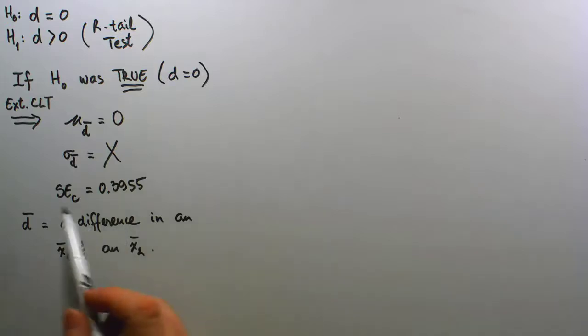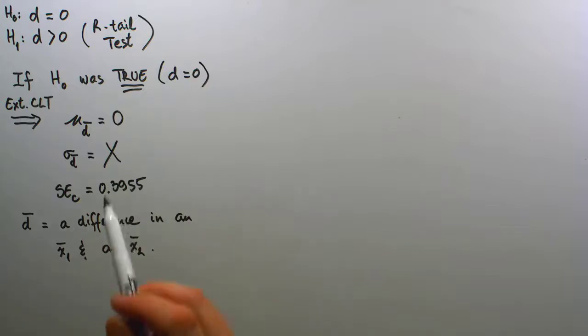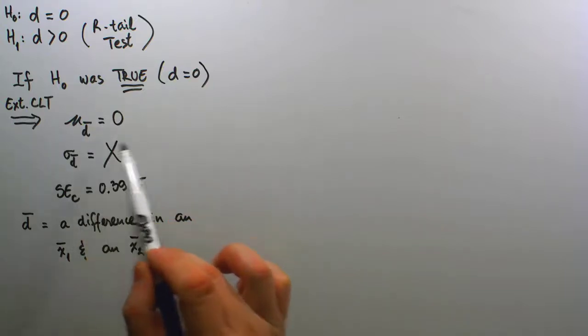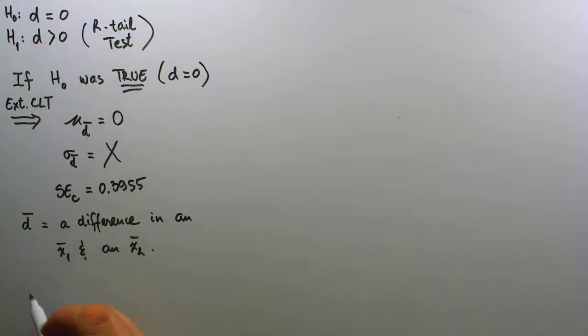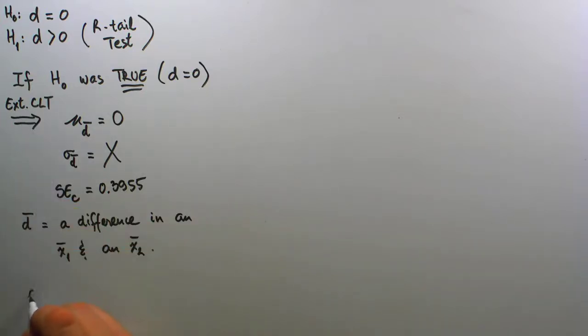And so now realizing that d bar is a continuous random variable, which already had a center at 0 here, we knew further that the extended central limit theorem says this d bar can be normally, or at least approximately normally, distributed with center at 0 and average spread sigma d bar. But again, we won't be able to know the value for sigma d bar.